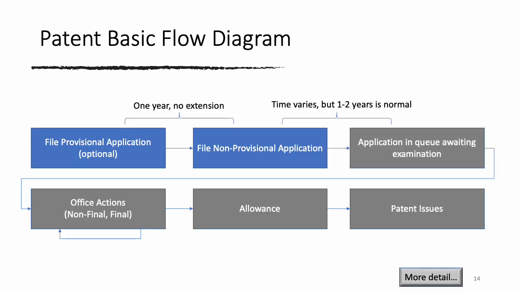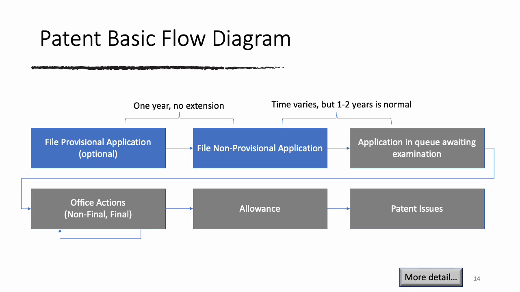A basic flow diagram on how patent prosecution actually works is: you might optionally file a provisional. You don't have to. That sets a 1 year time clock and it cannot be extended, within which you have to file your non-provisional. And like I said, you can skip the provisional and go right to the non-provisional, particularly if you want to get your patent faster.